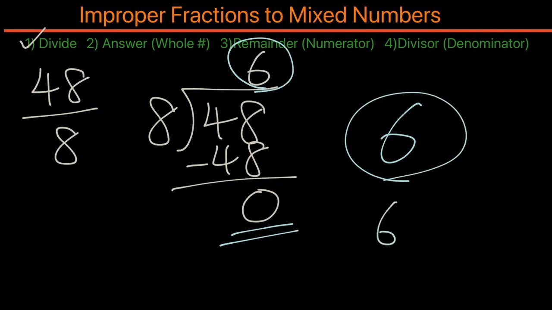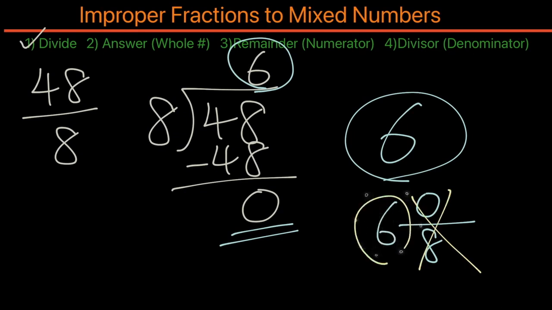Because if we were to place the 0 as the numerator, and then we placed the number 8 as the denominator, 0 over 8 would have been 0. So therefore, this wouldn't be necessary. And the answer would be 6.